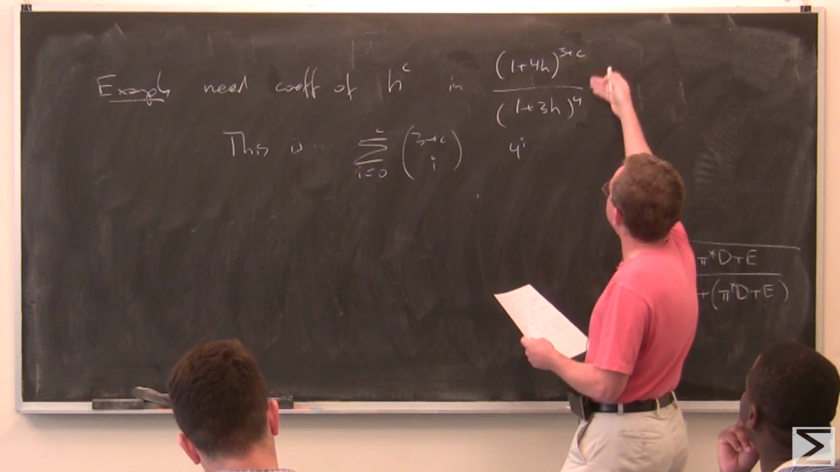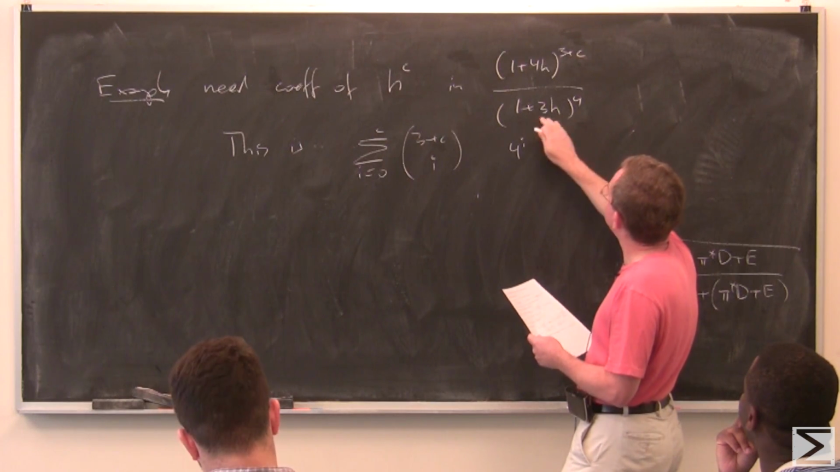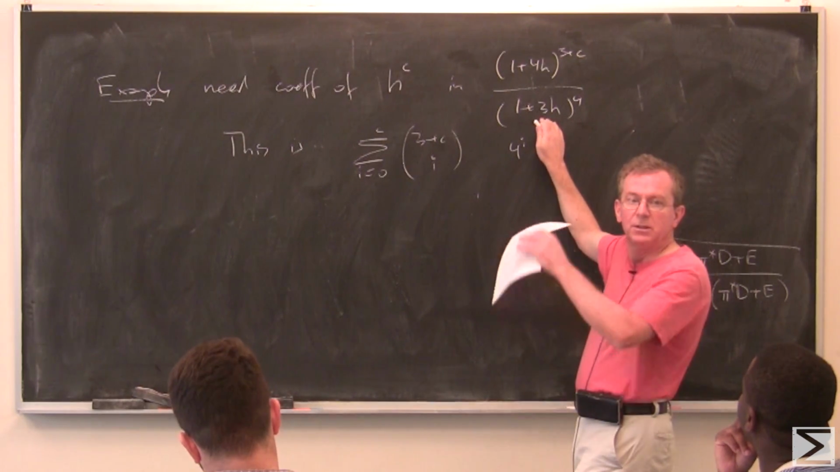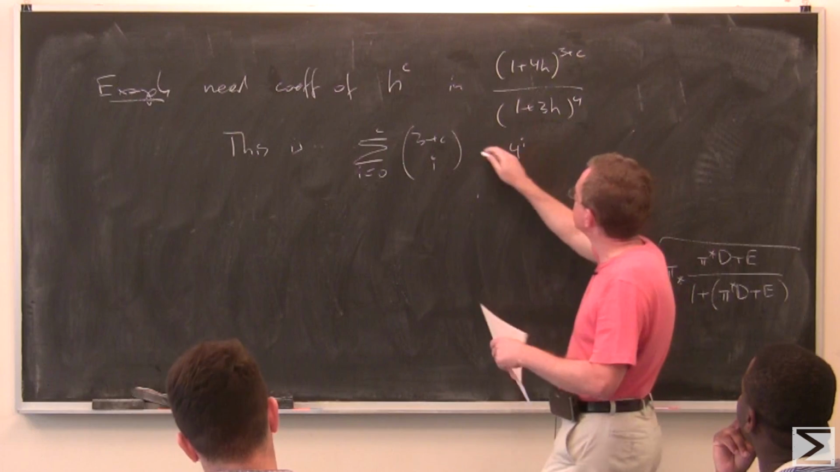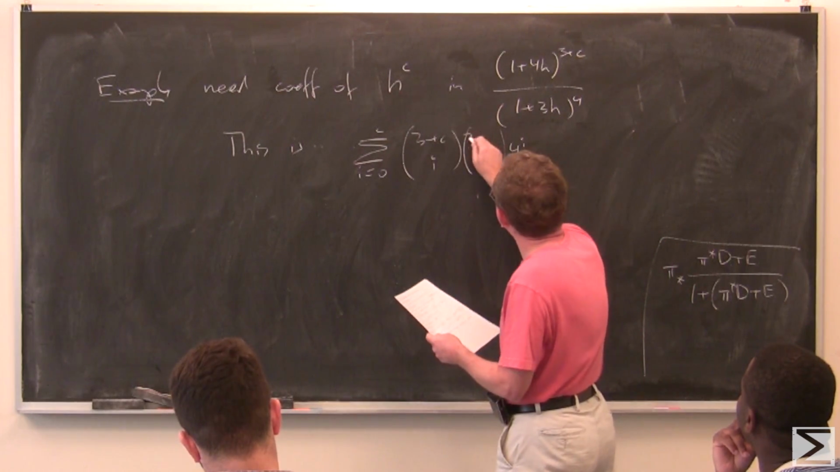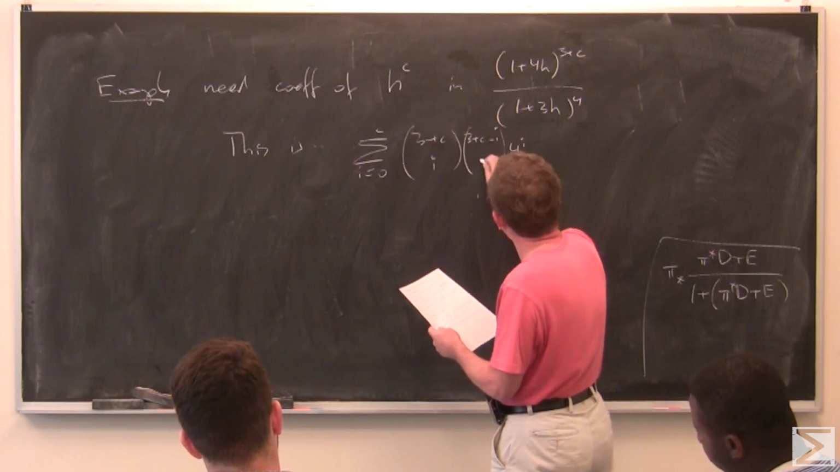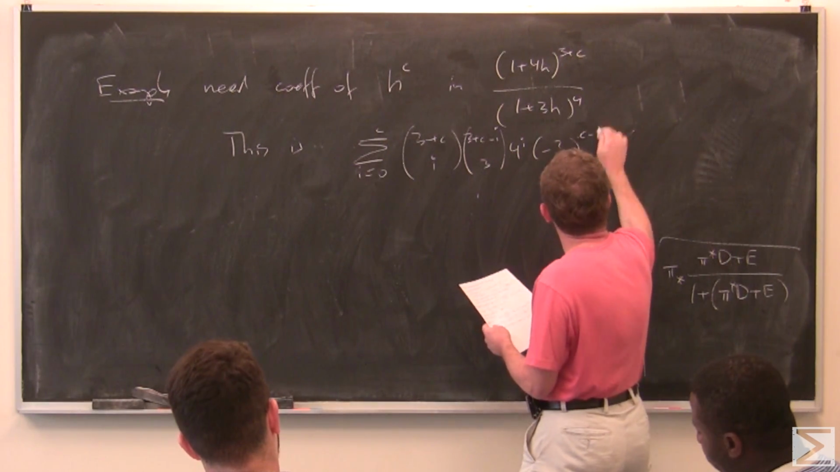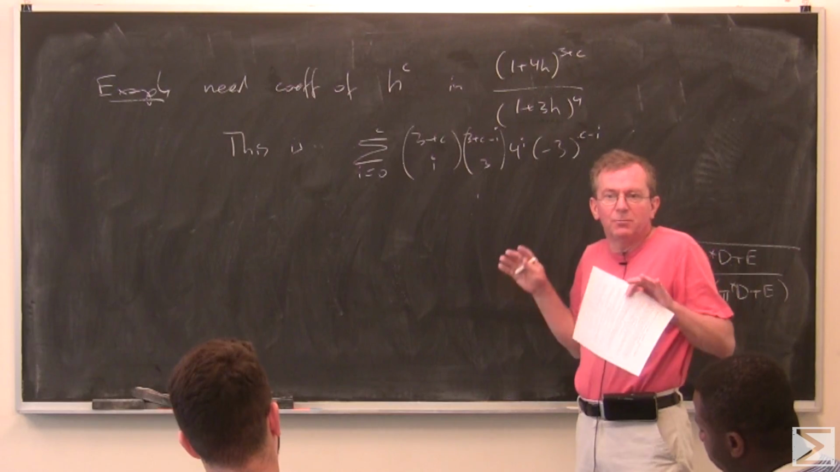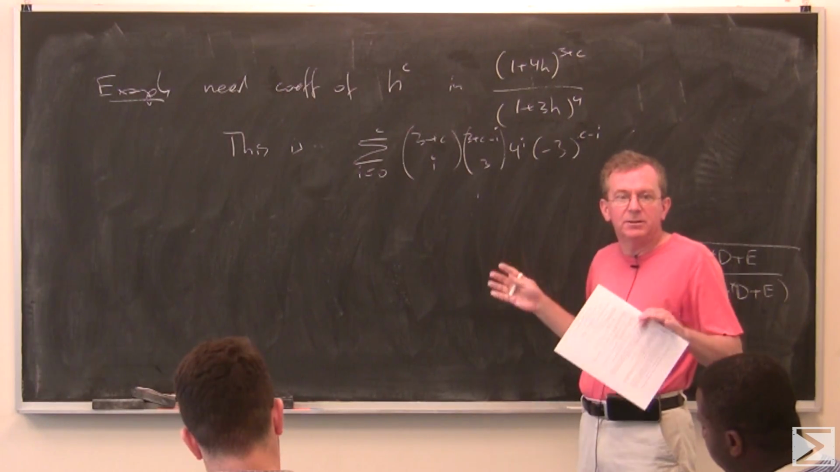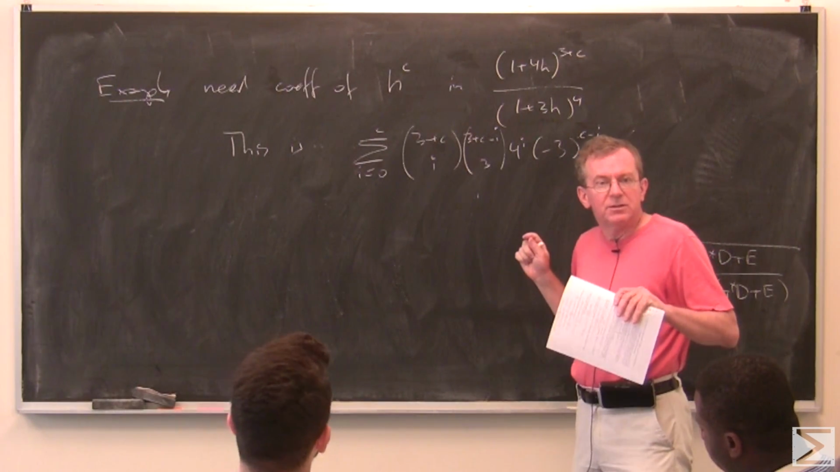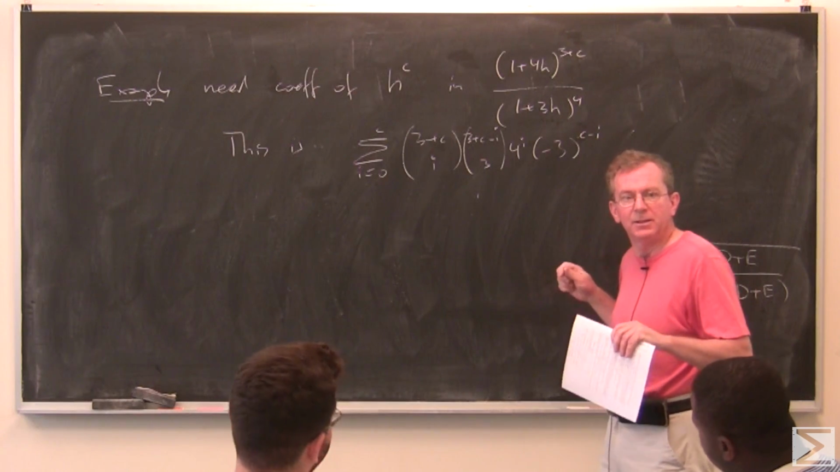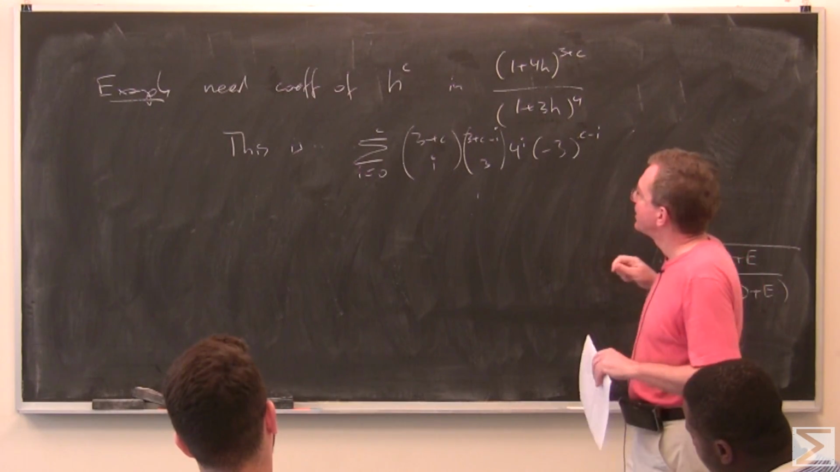And on a good day, I remember the coefficients that you need for 1 over 1 plus something. And in this case, it turns out to be 3 plus c minus i choose 3, and then you have to multiply by minus 3 to the c minus i. Why am I not happy with this? Now, this is perfectly fine. David is frowning. No, it's fine.